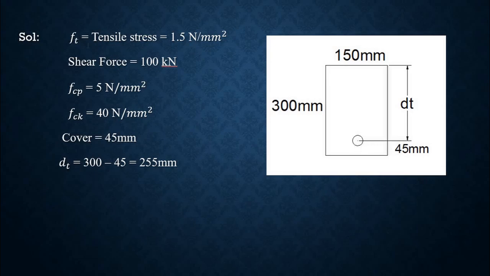Next is to write down all the data. Ft is equal to tensile stress, which is 1.5 Newton per mm square, shear force 100 kilonewton, FCP means compressive pre-stress, FCP is 5 Newton per mm square, FCK is 40 Newton per mm square, then the cover is 45.